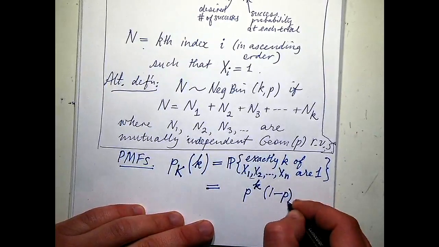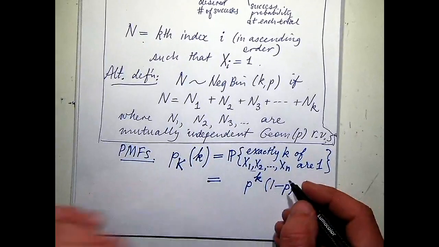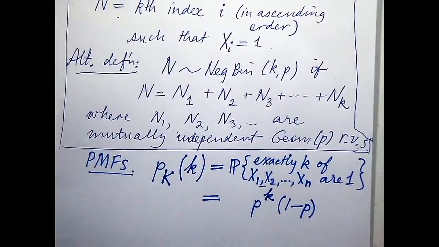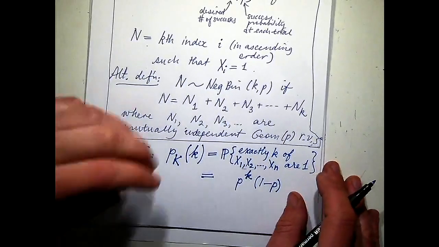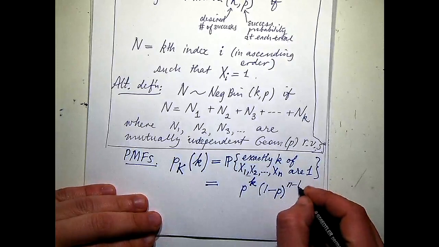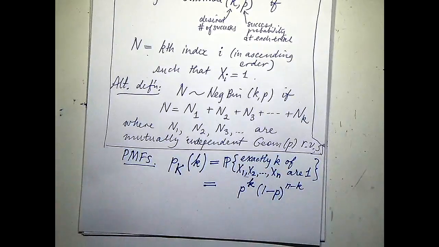The chance of being 0, of being a failure, is 1 minus p. And I have to raise that to the power of the number of failures. The number of failures is, well, there's n trials, k successes, so n minus k failures. Now what I've written is not yet the probability that exactly k of them are 1. It's something slightly different. Can anyone explain the difference?